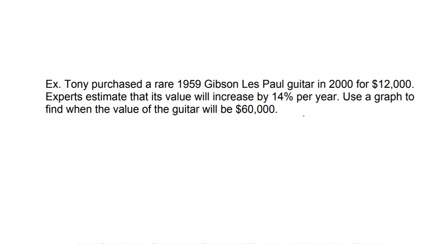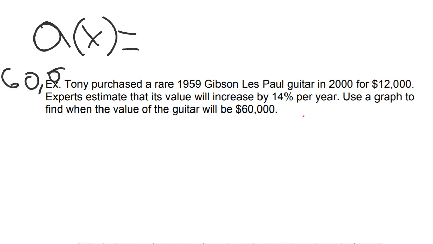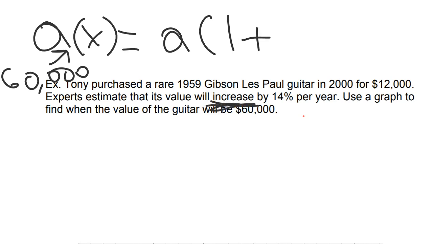So if we want to do some forward thinking here, we can try and predict when it's going to be $60,000. We've got to create our equation first, though. Remember we said, the value after whatever amount of time, we'll call it a of x. And we know this a of x would be when it is $60,000. We've got to take our initial value, multiply it by 1. Since this is an increase problem, we've got a growth, so it'll be 1 plus our rate, which is 14%, and then it's raised to the x power.